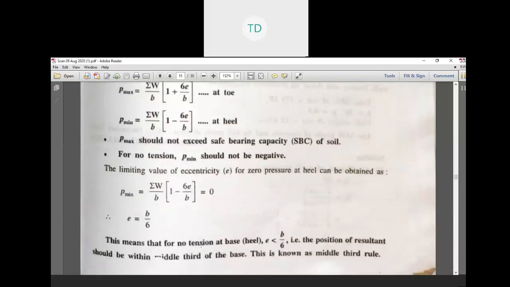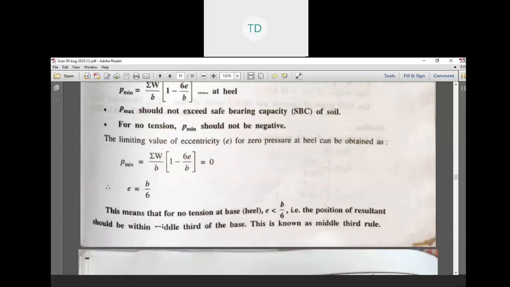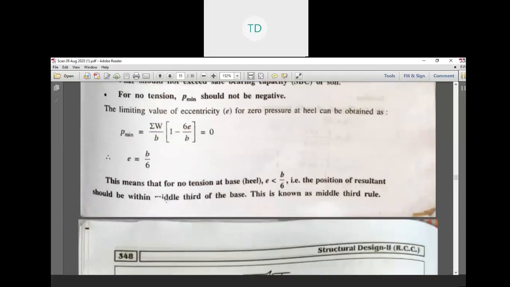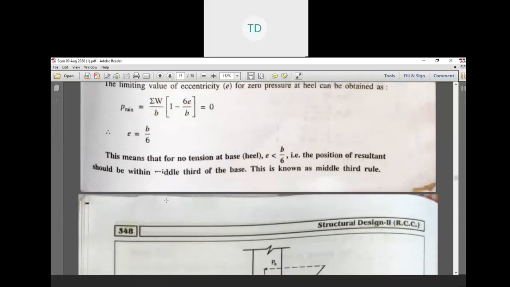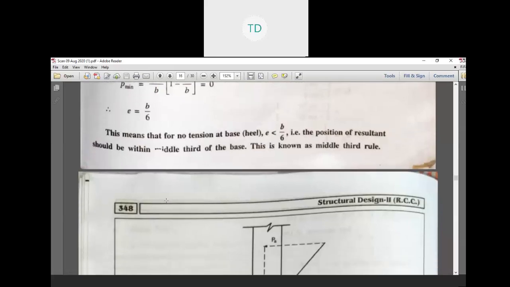The limiting value of eccentricity E for zero pressure at heel can be obtained as P minimum is equal to summation of W divided by B in bracket 1 minus 6E divided by B close bracket is equal to 0. Therefore, E is equal to B by 6. This means that for no tension at base, E is less than B by 6. In other words, the position of the resultant should be within the middle third of the base. This is known as the middle third rule.